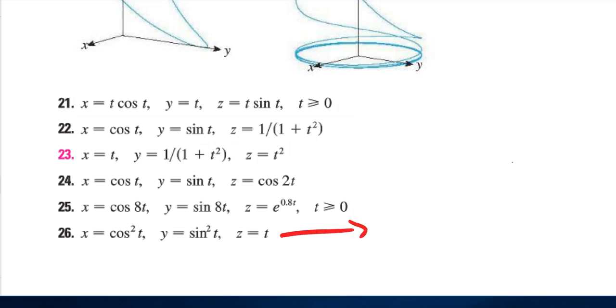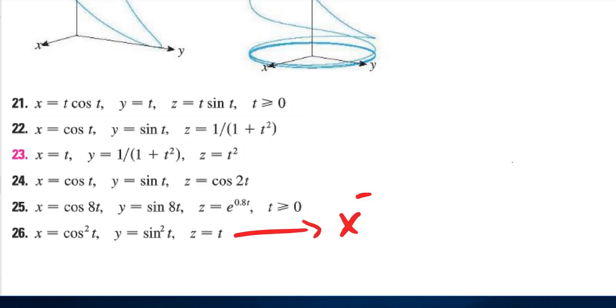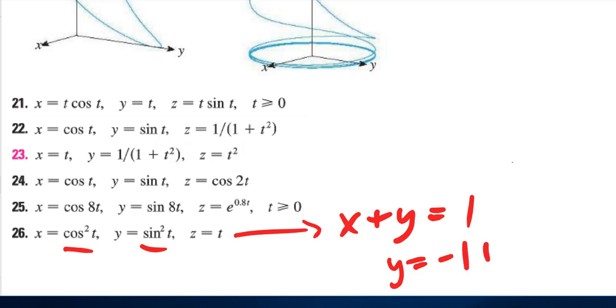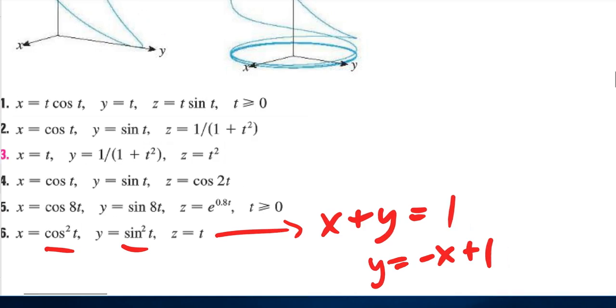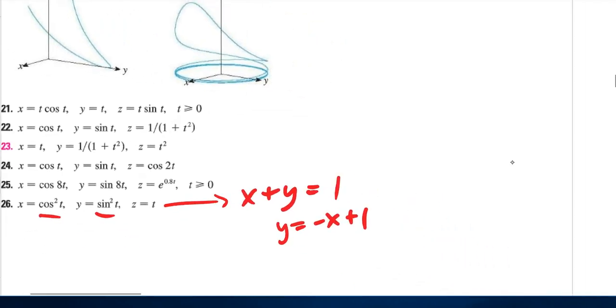How about 26? So 26 is a good one. If you look, x plus y is 1, because that's sine squared plus cosine squared is 1. So whatever this looks like, it's going to lie on the plane y equals 1 minus x, or negative x plus 1. So that line is here. Negative x plus 1 is here in the xy plane.